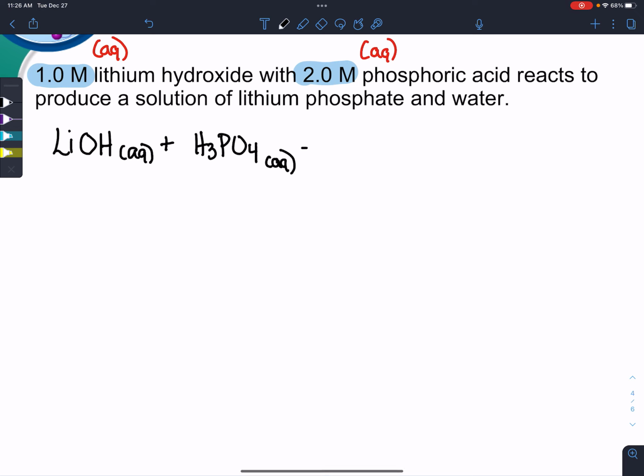And then it reacts to produce a solution of lithium phosphate. So lithium phosphate is going to be Li3PO4. And it's a solution, so we know it's aqueous. And water, which is always a liquid.